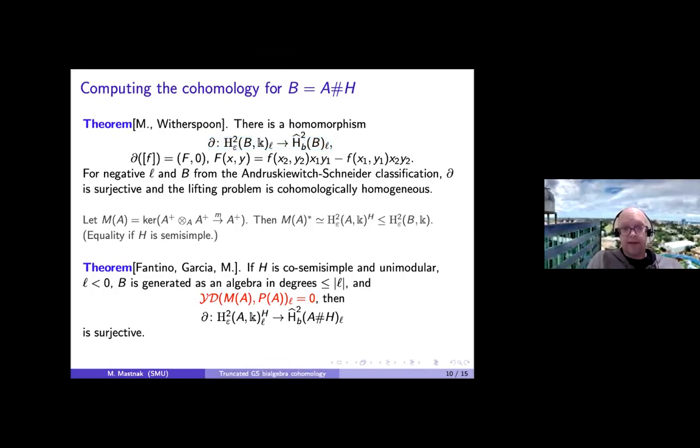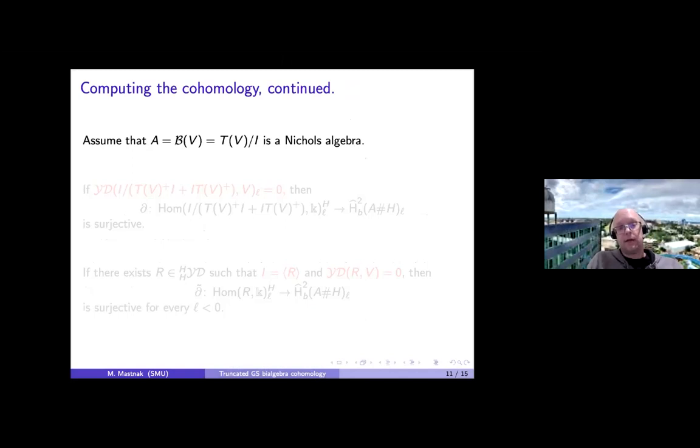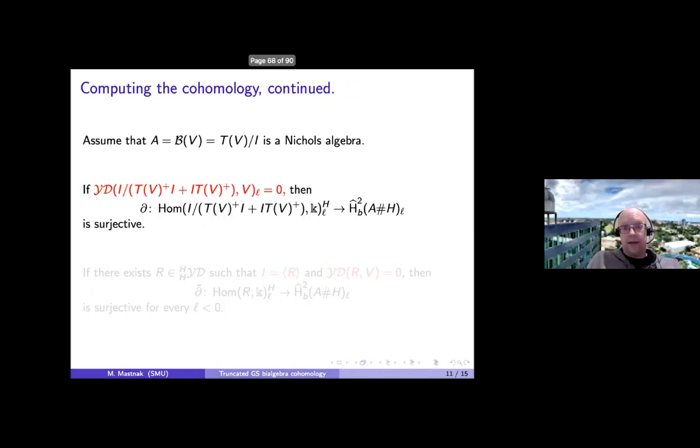And this M of A is really not that mysterious, because if A is, say, a Nichols algebra, which you write as a tensor algebra, the free algebra on V modulo some ideal, this M of A is really just the ideal modulo its positive part. And so if there are no Yetter-Drinfeld maps from the ideal modulo its positive part into V, then this map will be surjective.